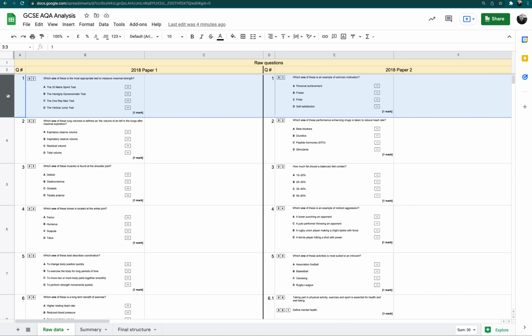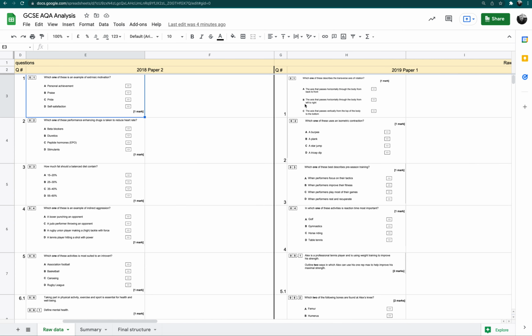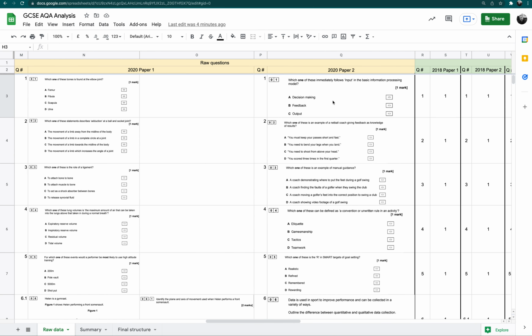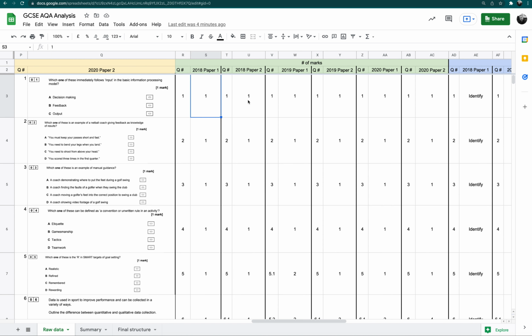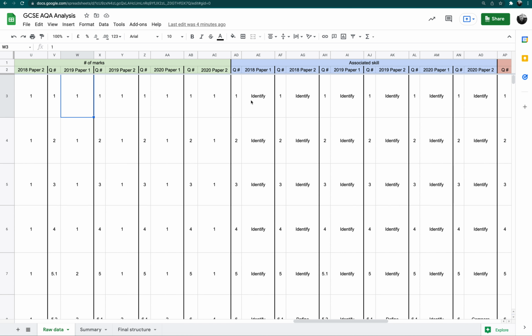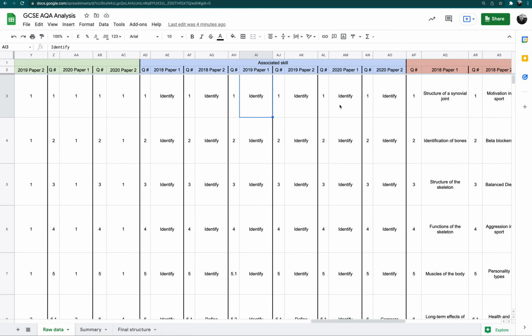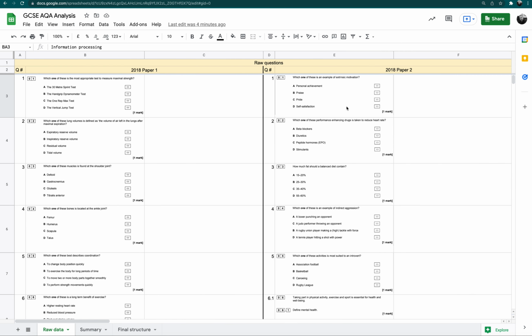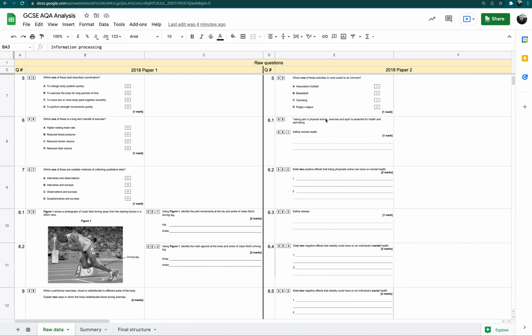If we take something very simple, AQA GCSE PE in this case, I know that every question 1 on paper 1 2018, paper 2 2018, paper 1 2019 and so on up to 2020, is a multiple choice 1 mark question. So if you notice here, every question is allocated 1 mark. We also know the command, and the topic area covered, for example information processing over here on paper 2. And we can do that for every single question on every paper.